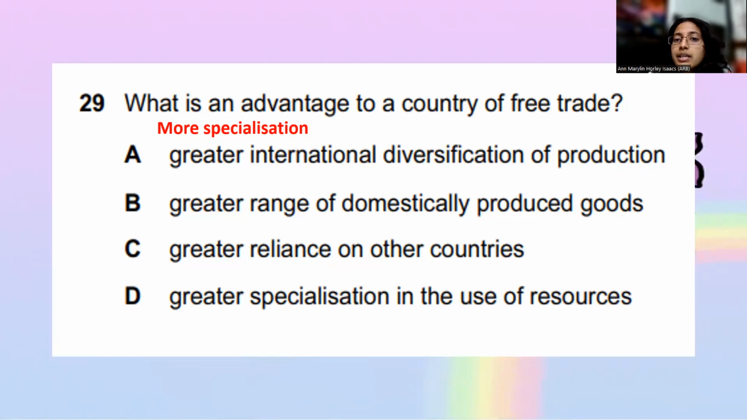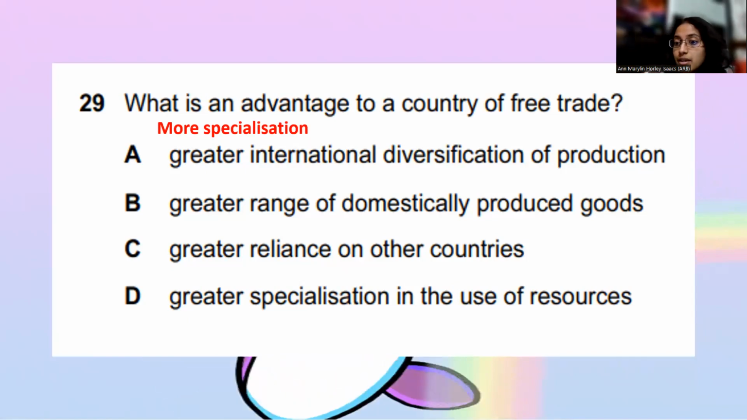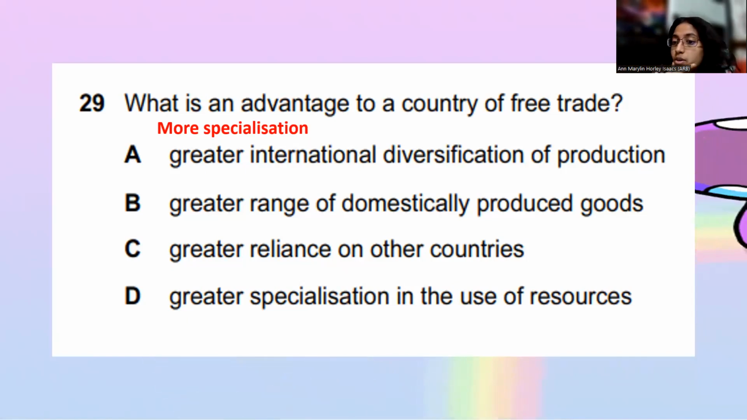Okay. A greater range of domestically produced goods. No, because you are specializing, you wouldn't produce everything. When you don't produce everything, you will have to import some things. So will you have a greater range? No. Okay.